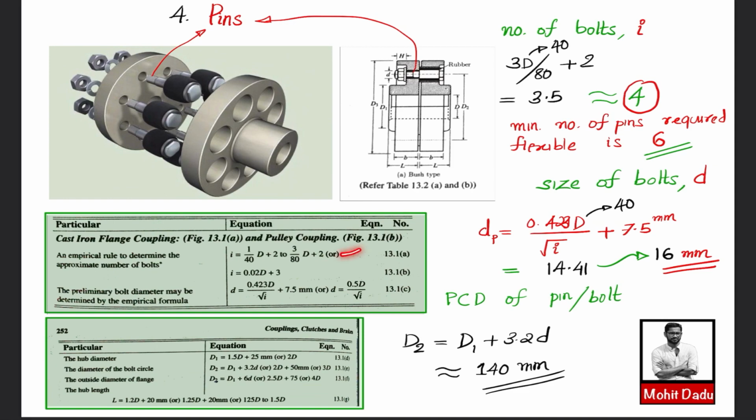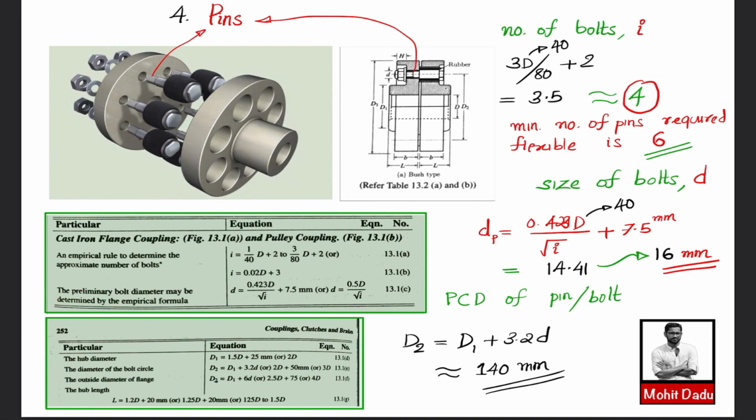Here you can see, we use this equation, 3d by 80 plus 2, and then you will be getting 3.5. Then we will be taking the highest even number, which is 4. But in the case of flexible coupling, the minimum number of pins required in practical cases is 6. So we will be selecting the number of bolts as 6. So the number of bolts is finalized.